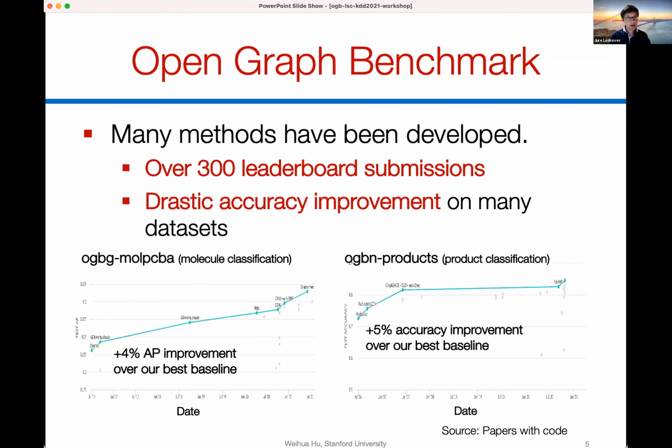This benchmark received a lot of positive response. And in a year, we received over 300 different submissions. And over time, really drastic improvement has been made on these different data sets. New architectures were developed, and it is really awesome, and we were very, very happy we were able to help the community. Here I show for two different data sets that are part of OGB, how the performance of the best submission is increasing over time.